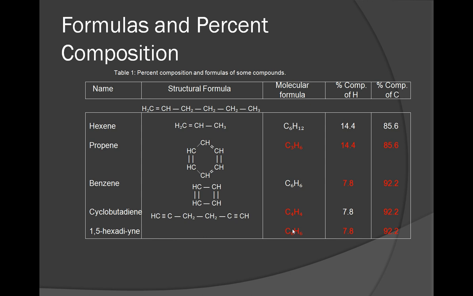Hexadiene is molecular formula C6H6. Percent composition of H is 7.8, and the percent composition of C is 92.2.